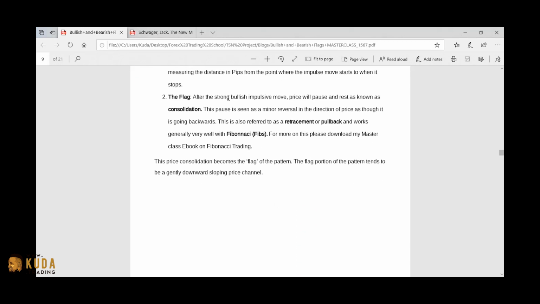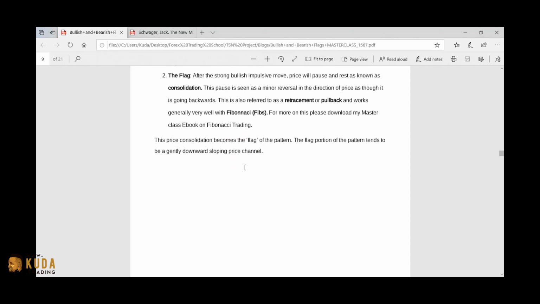Right, and then the flag is actually the consolidation that happens after that extension. After the strong bullish move, price will pause and rest, and this is known as consolidation. I've just explained this to you, right? And this pause is a minor reversal in the direction of price, as though it were going backwards. That's known as a retracement or pullback. You can measure these pretty well using your fibs or your Fibonacci extensions.